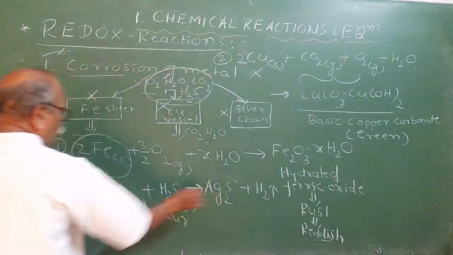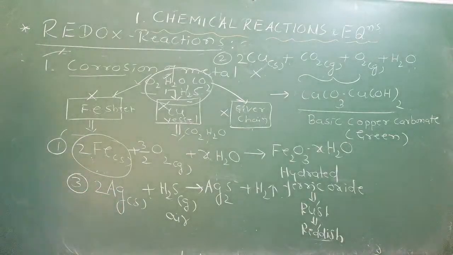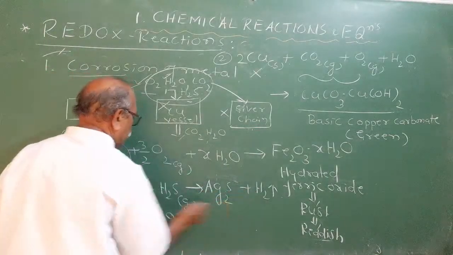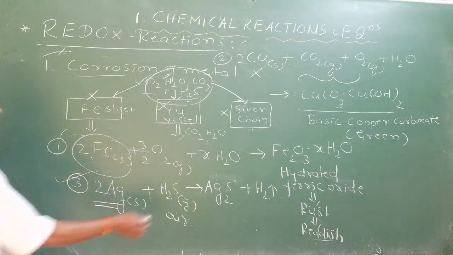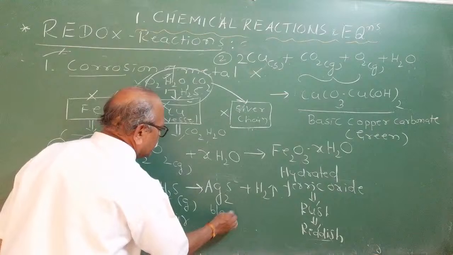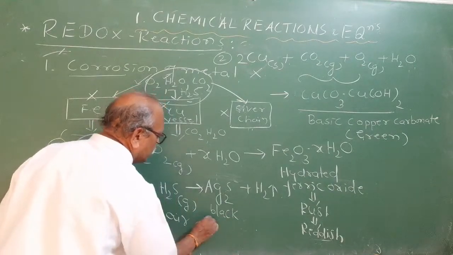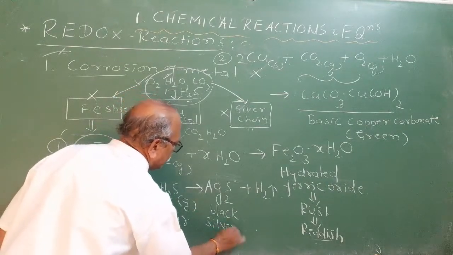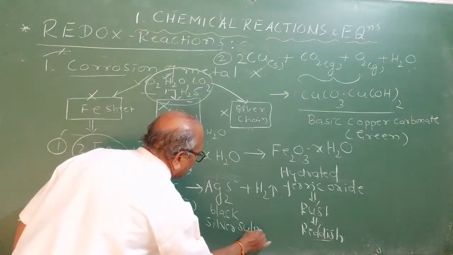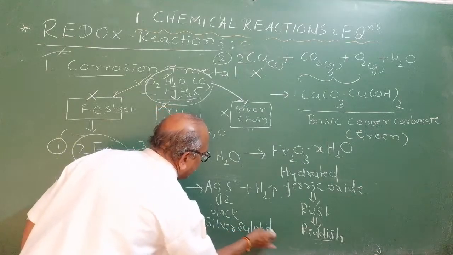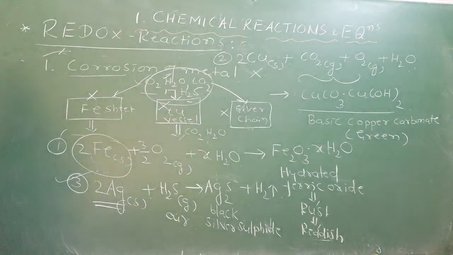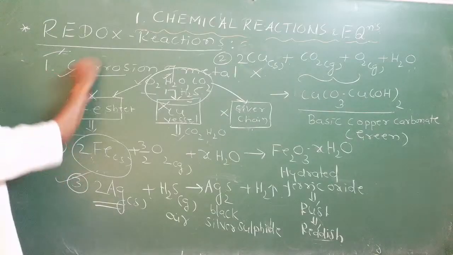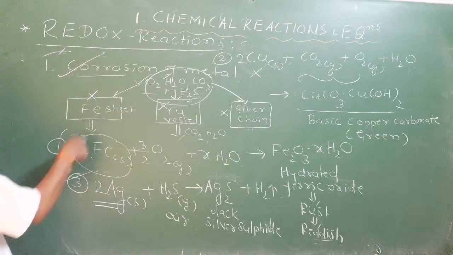That is 2 Ag, and sulfur is 1 atom with hydrogen, and because of this silver gets tarnished, and this will have the black color. Silver sulfide will have the black color. Look at the name of it, IDE. Binary compounds end with IDE. Silver sulfide is formed. I hope you understood corrosion of metals, loss of metal.